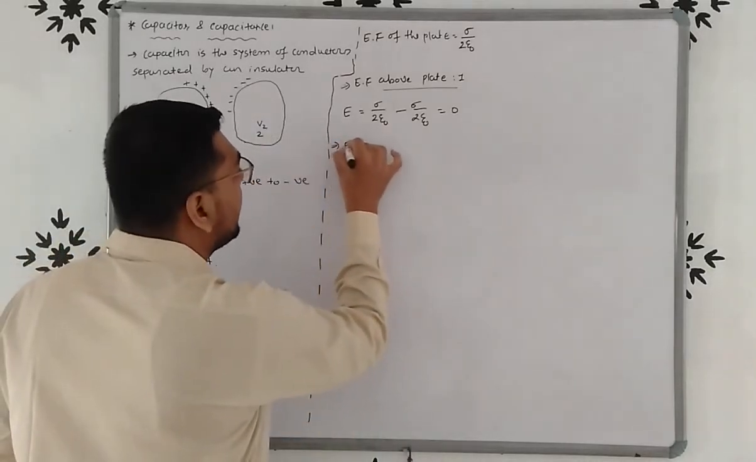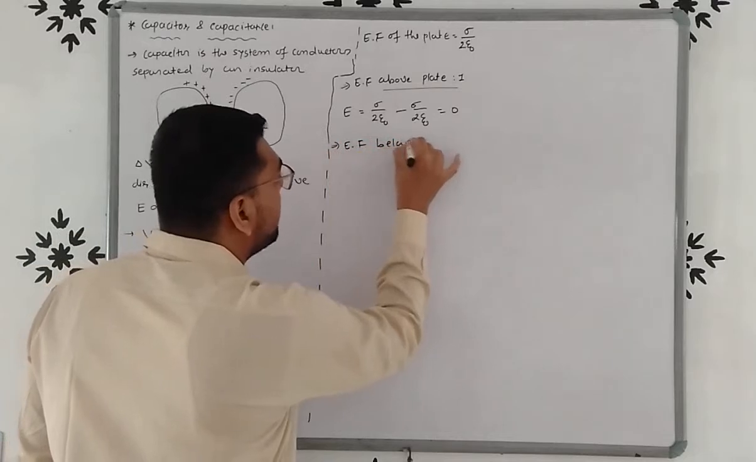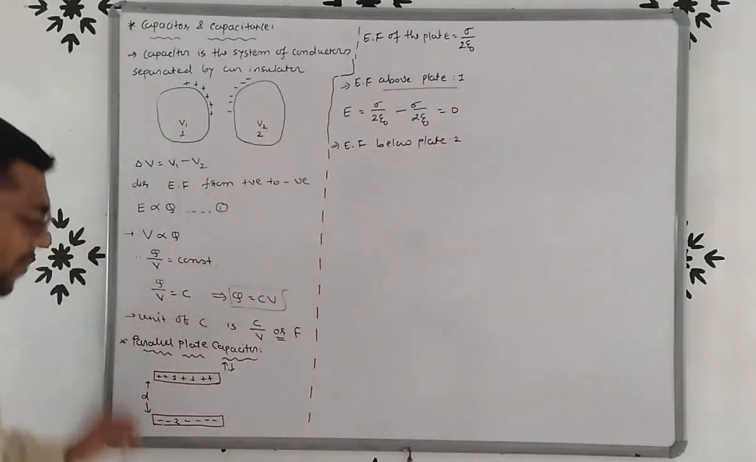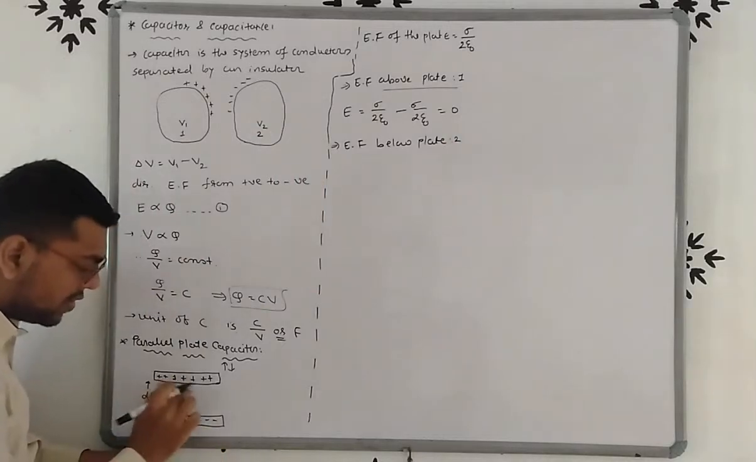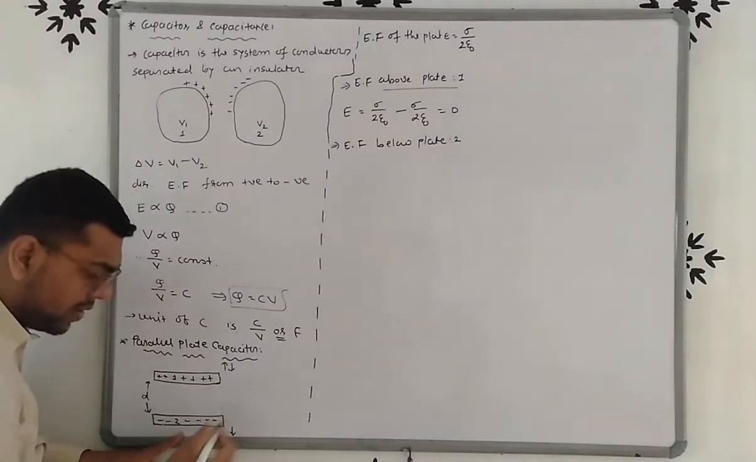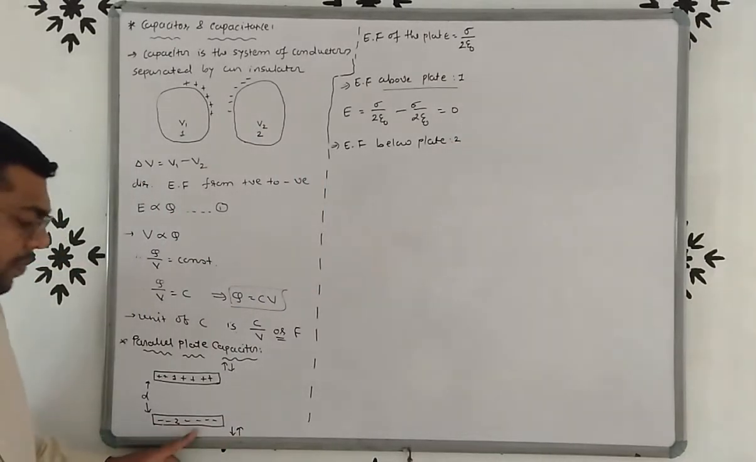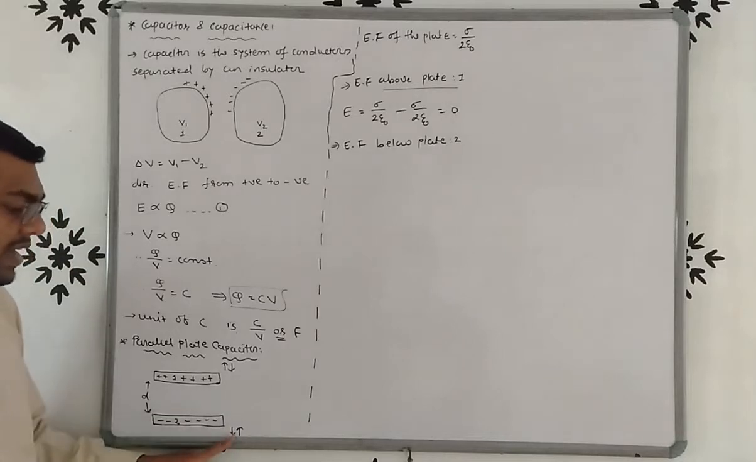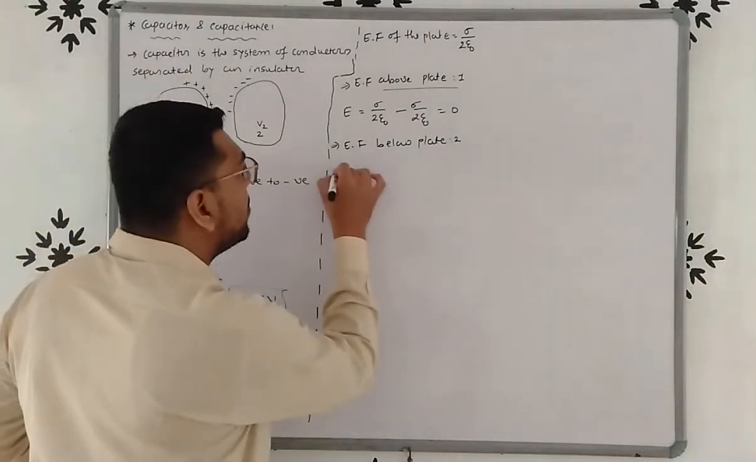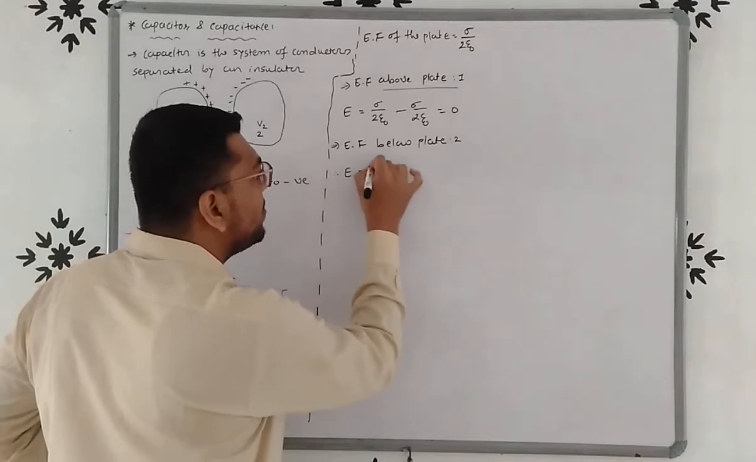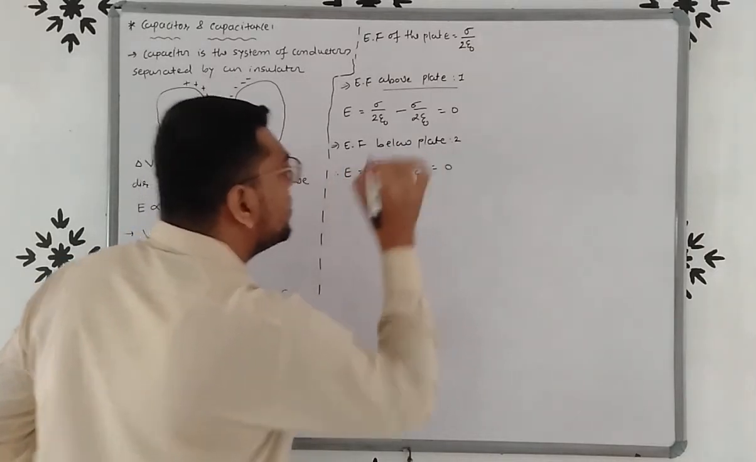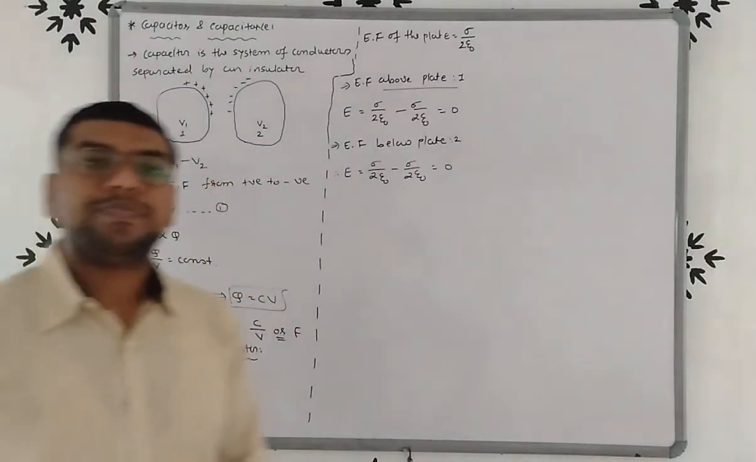Now electric field below the plate 2. So below the plate 2, see here, for positive charge electric field outward, but for negative charge electric field inward. So once again, below the plate 2, the direction of electric field due to positive and negative charge are opposite. So electric field below the plate 2, once again sigma upon 2 epsilon 0 minus sigma upon 2 epsilon 0, which is equals to 0.